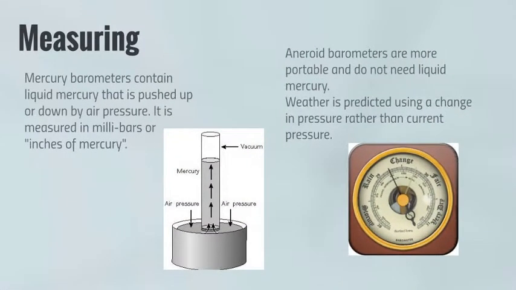Okay, so we want to measure that pressure in wind. First, we have a mercury barometer that contains liquid mercury. It's pushed up or down by air pressure and is measured in inches of mercury. It's pretty unrealistic though if you want to move it around anywhere or be safe in any way, so we also have the aneroid barometers. So these are more portable. The only thing you have to remember is that weather is going to be predicted using change in pressure rather than the current pressure.